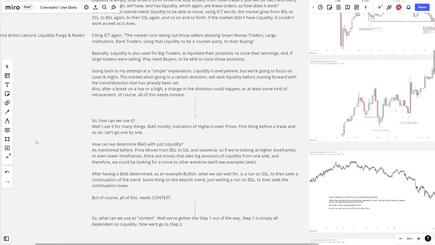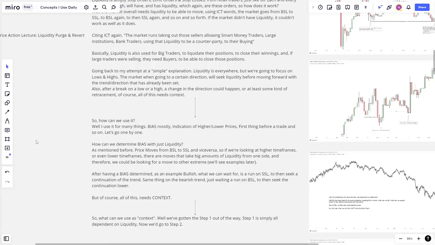How can we actually use liquidity to our advantage? I use it in many things, right? Bias mostly, indication of higher or lower prices, first thing before a trade, and so on, right? So let's go one by one. How can we determine the bias with just liquidity?